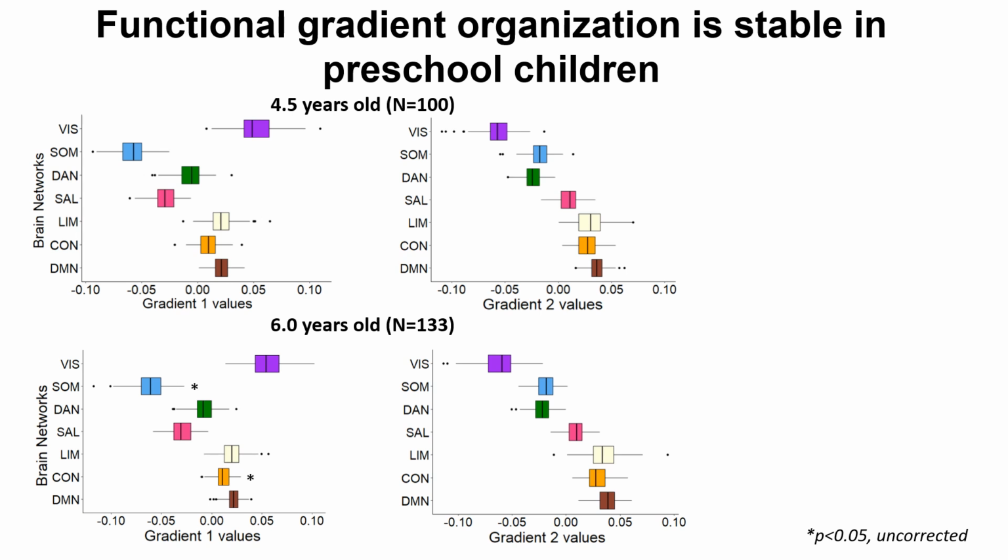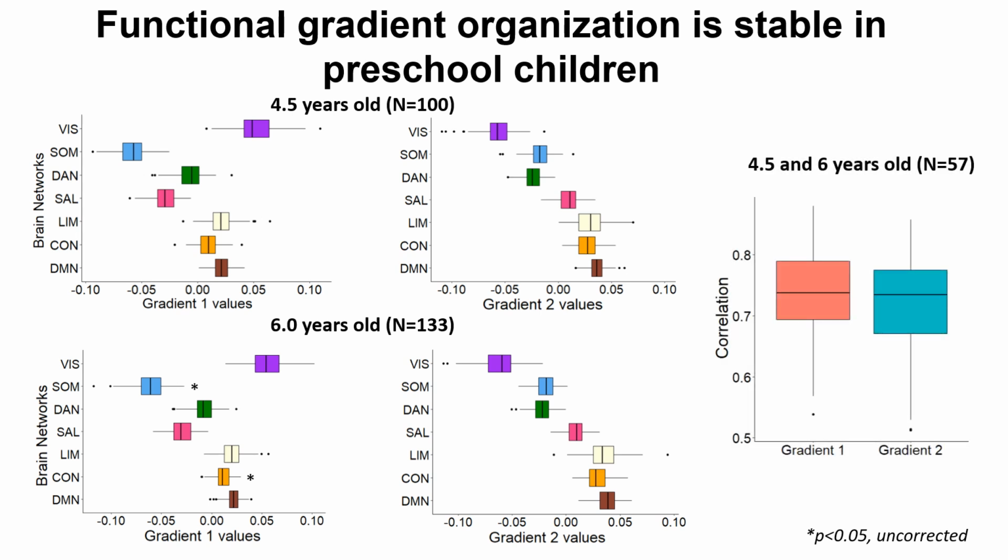We then investigated individual correlations in the same 57 subjects and saw that the correlations are very high for the first two gradients. This means that the functional gradient organization is highly stable in this preschool age group, which lends credence to the school of thought that the functional gradient is a stable trait. Therefore, it's even more meaningful to see how this functional state might change with respect to different mental health conditions.